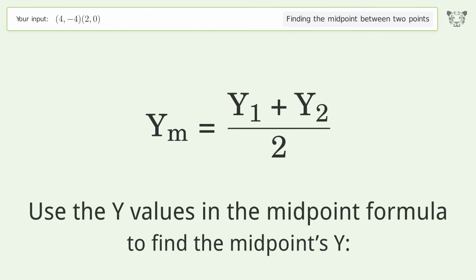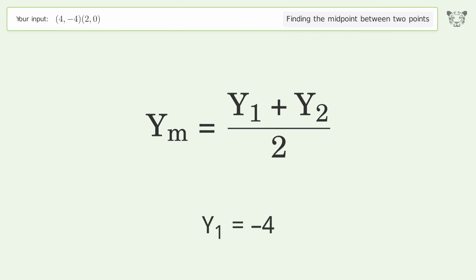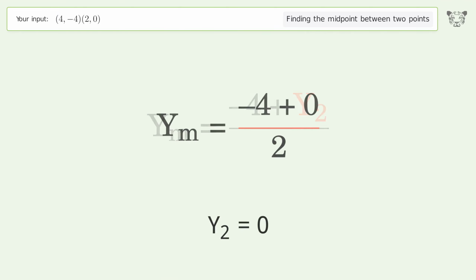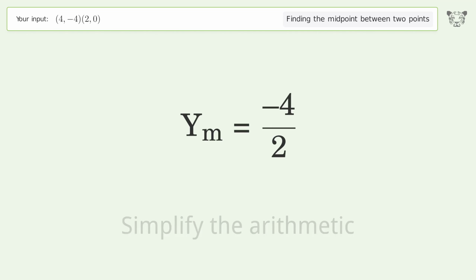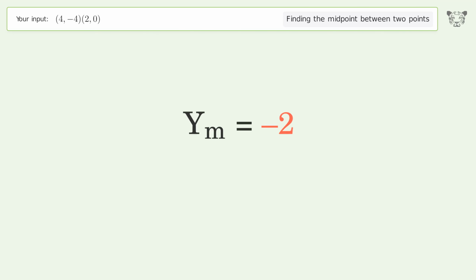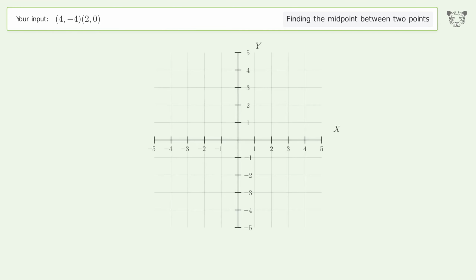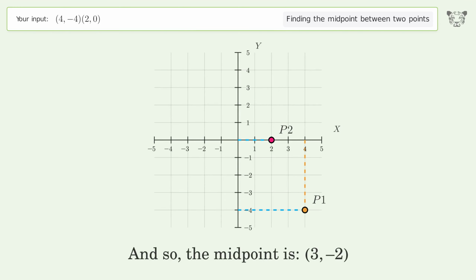Use the y values in the midpoint formula to find the midpoint's y. y1 equals -4. y2 equals 0. Simplify the arithmetic. And so, the midpoint is 3, -2.